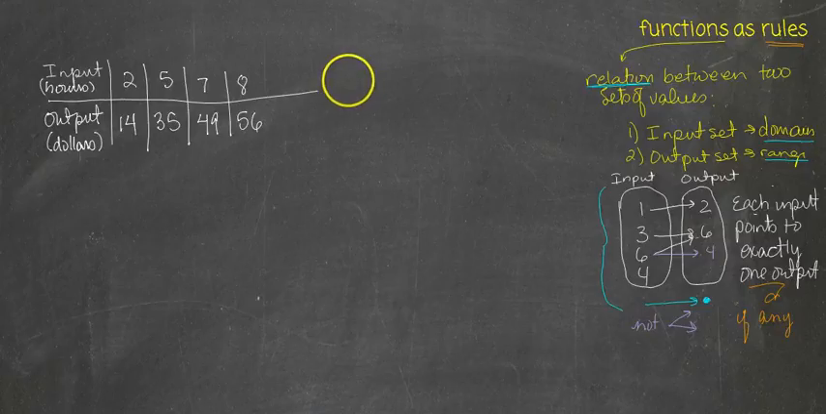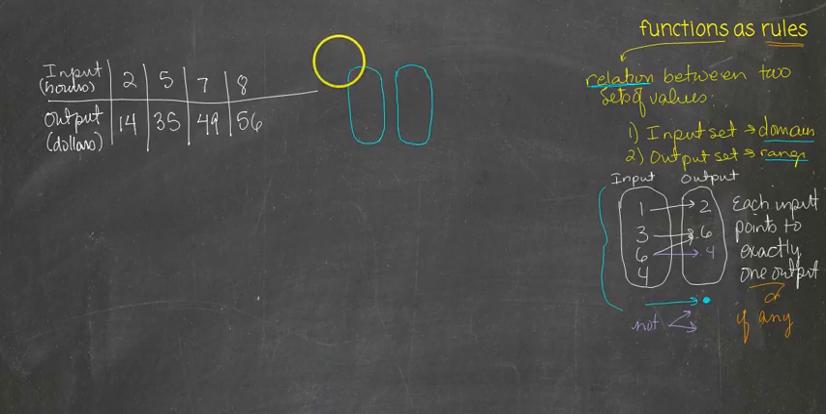Well, let's make a table, or let's make one of these diagrams. I don't really like drawing these. Sorry, I'm not very good at it. But, oh, that one's pretty good. Okay, so input, output. So we have 2 points to 14. Oops, sorry, 2 points to 14. 5, input value 5 points to 35.